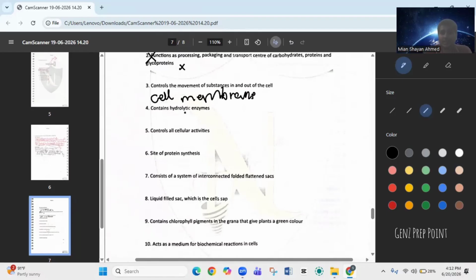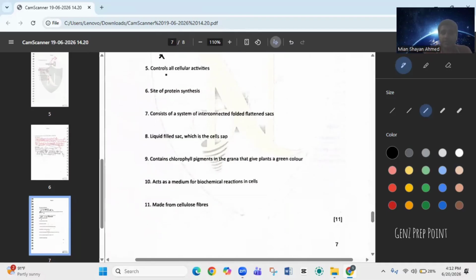Contains hydrolytic enzymes. No, this is not for you. Otherwise, it's lysosome. Controls all cellular activities. Which structure controls all cellular activities? Which structure has chromatin? Which structure has DNA? Which structure has genes? Nucleus. Nucleus tells us what you will do, how much energy you will create, how much glucose you will use, how much oxygen you will break. All cellular activities are controlled by a single organelle, that is the nucleus.